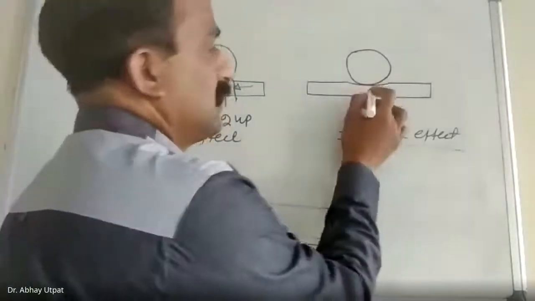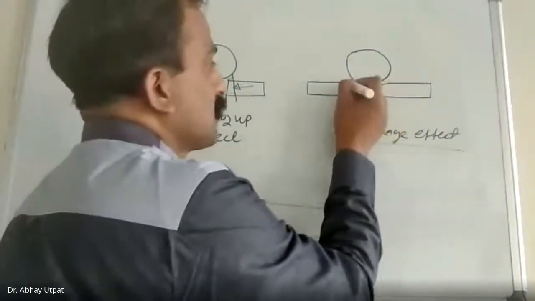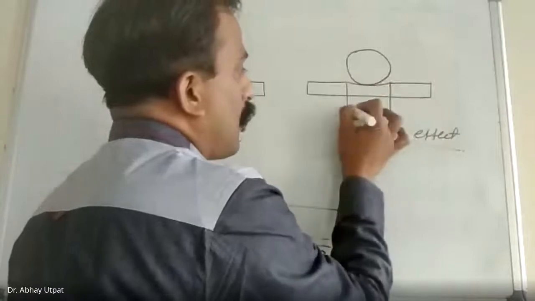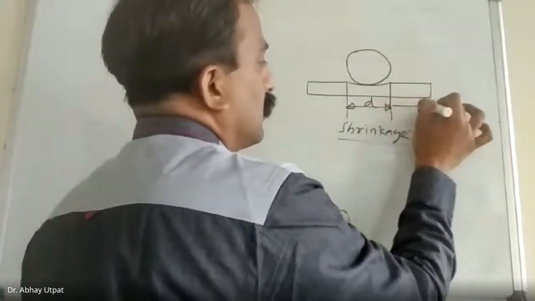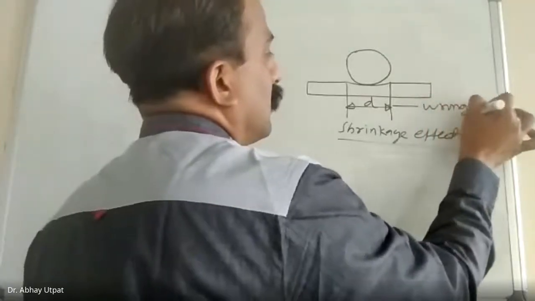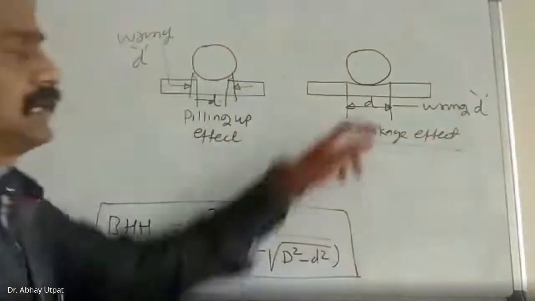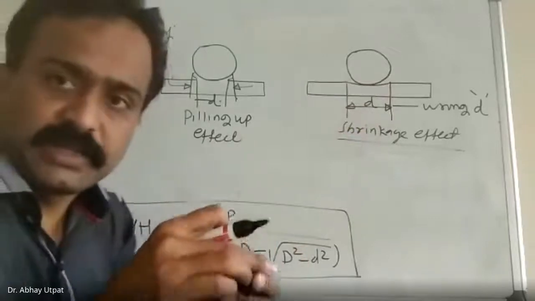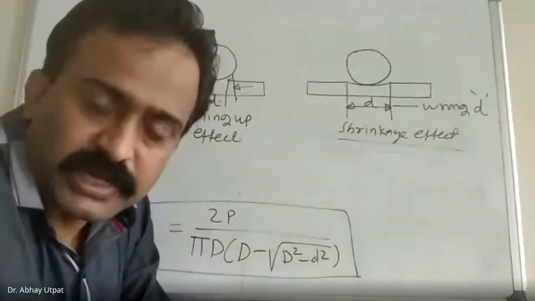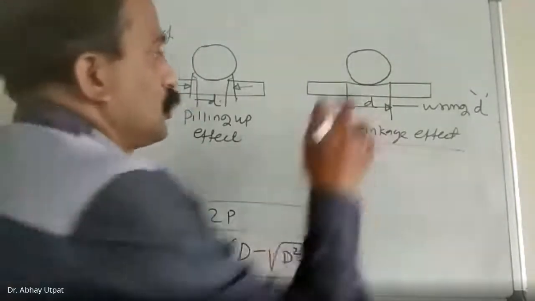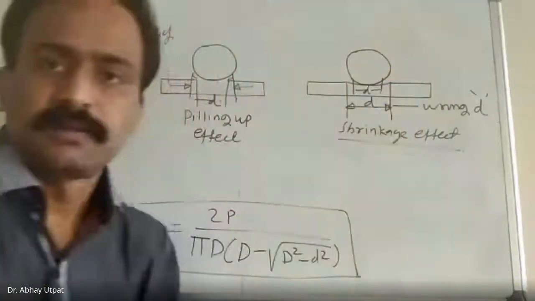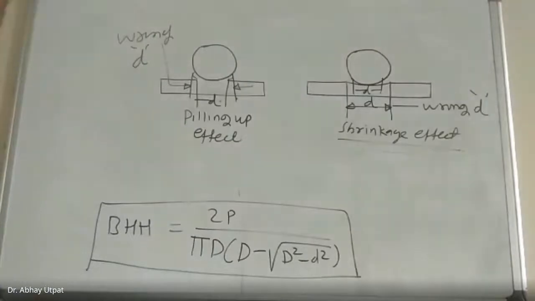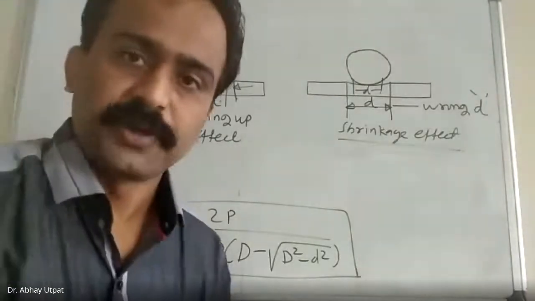In the same way, this is a shrinkage effect. This is a wrong value of D. See here, the surrounding material, that means the side material, also gets pressed down a little by the ball. Actual D is here. This is called the piling up effect and shrinkage effect.